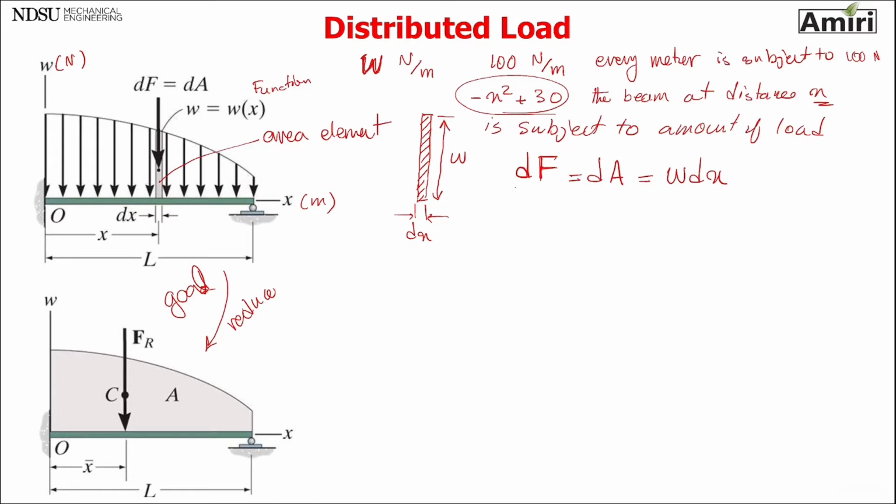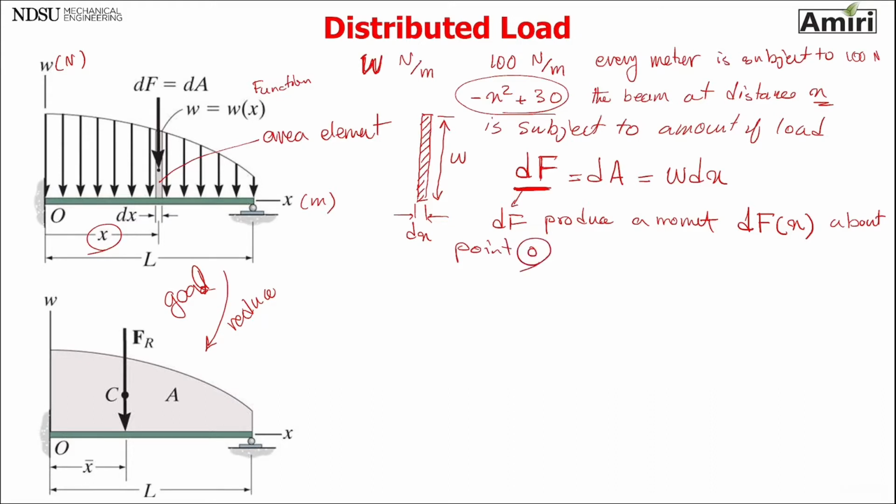So this force dF will produce a moment about point O, right? We learned about moment. So the moment of this force about point O, we have to find the total. Let me write it this way. dF produces a moment of dF multiplied by distance. It's located at distance x about point O.